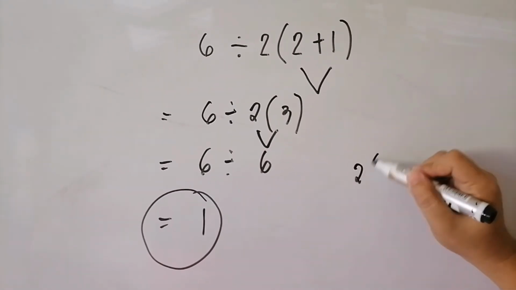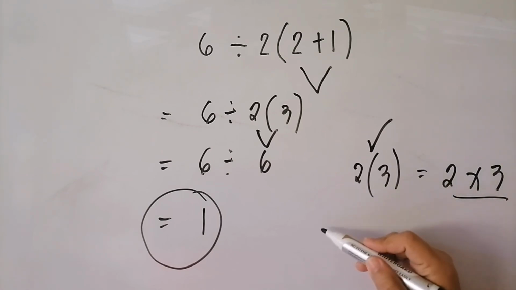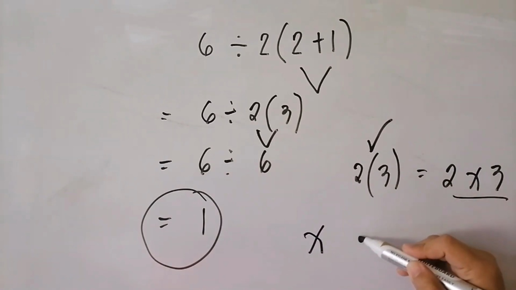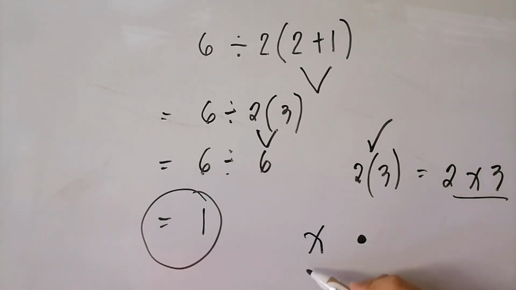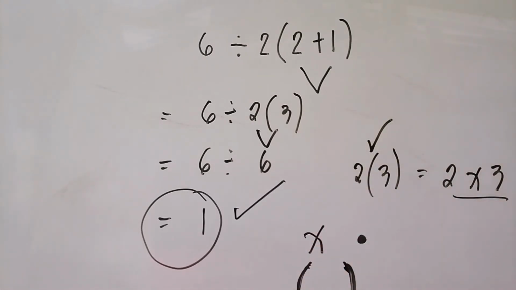This does not mean that 2(3) cannot be written as 2 times 3. Yes, that is correct. But strictly speaking, in the order of operations, it should be given higher priority, because the left-to-right rule applies only when multiplication is written with the multiplication symbol. Multiplication will be given higher priority if it is written in parentheses. So therefore, the answer here is equal to 1.